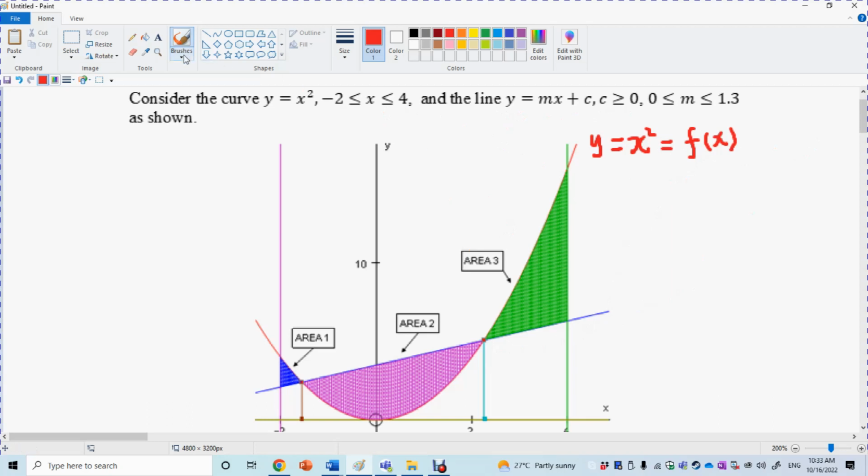For that straight line, we don't know the exact parameters m and c, but we can have some information, like c must be greater than 0. That means the y-intercept must be positive, and the gradient is between 0 and 1.3, which we use m as a symbol. All right, so that's our straight line, y equals mx plus c, which is gx.